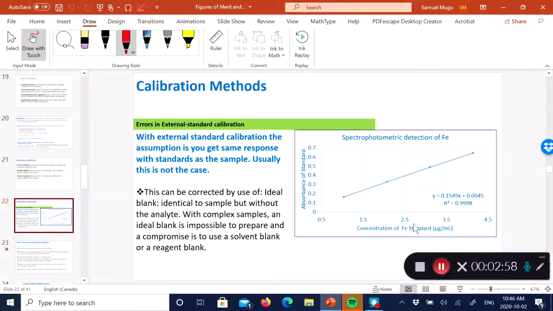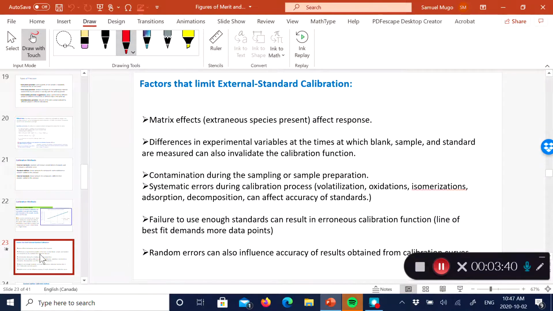Now, the problem with the external calibration method is that you assume that the instrument is going to respond in the same way for the analyte as well as for the standard. And that is a big assumption, because remember, the analyte typically is in the presence of a lot of matrices when you're working with an unknown. And as we well know, matrices interfere with the analyte of interest. But for the standards, you just prepare them in a neat solvent, and so you don't have any matrices at all. So you can see a big problem in making that assumption.